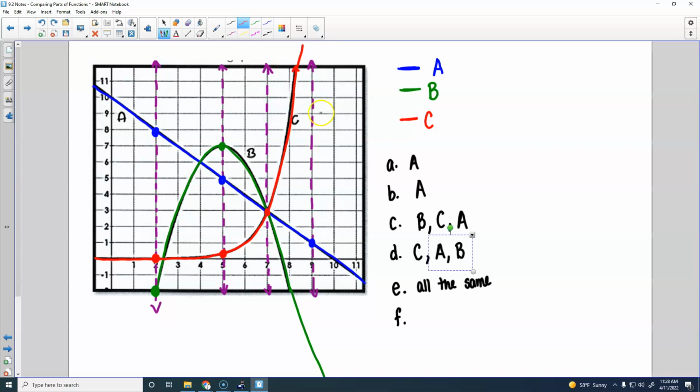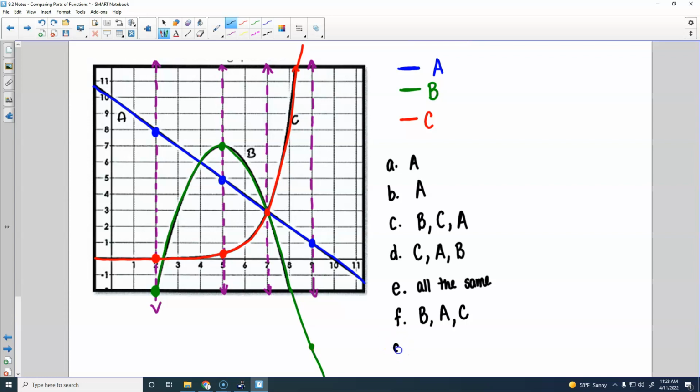So which one's going to be the lowest once it finally gets to 9? The green graph here is B. So B is going to be first. Then the middle one would be A, because it's in the middle here. And C would have to be the highest here.